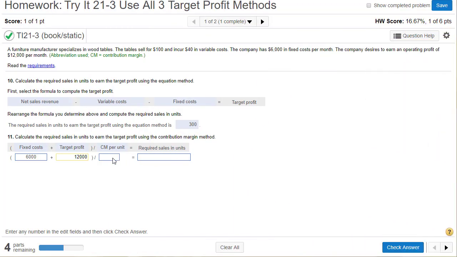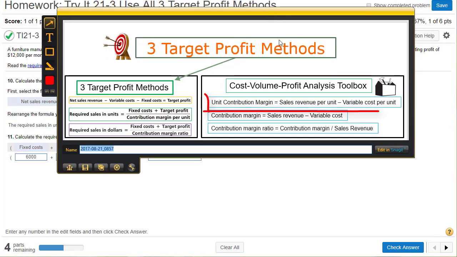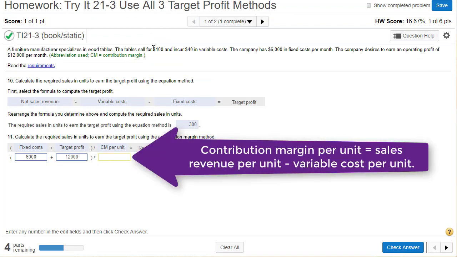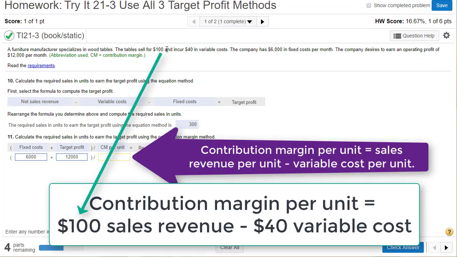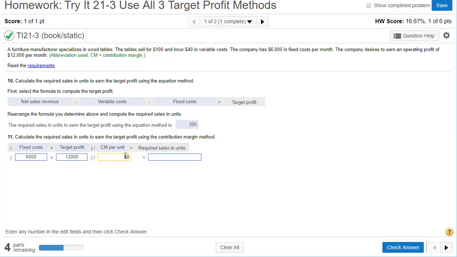So how do we do contribution margin per unit for this problem? Well, again, the formula, according to our little cheat sheet of formulas, is sales revenue per unit minus variable cost per unit. So sales revenue is 100 minus the variable cost of 40. So that gives us a contribution margin per unit of $60.